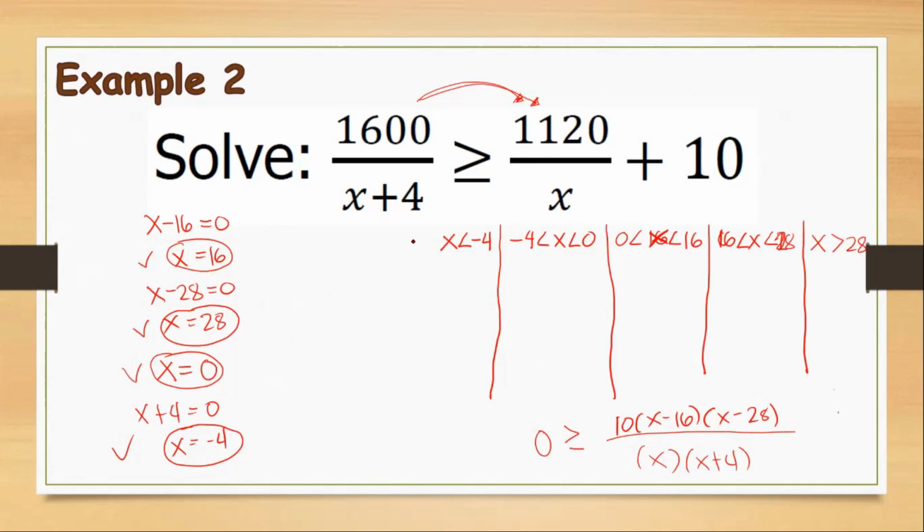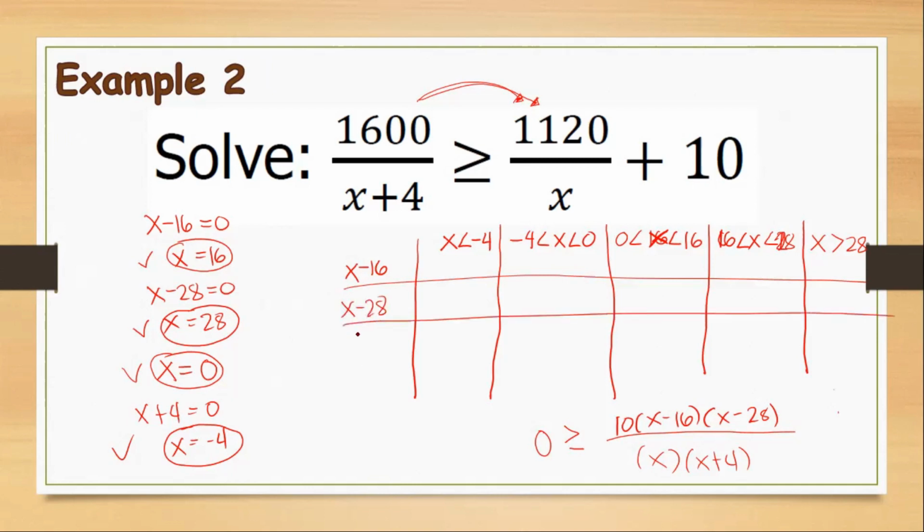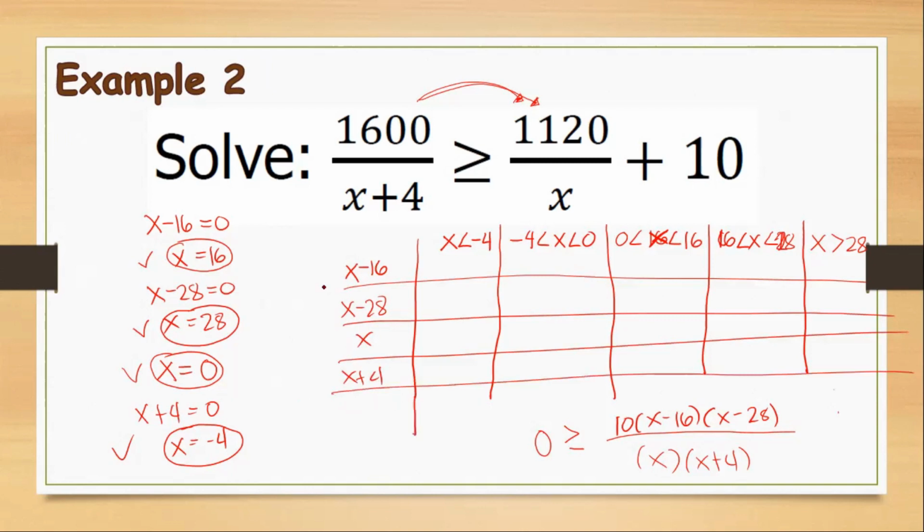Okay, let's try to check. If we have x minus 16, x minus 28, x, and x plus 4. Then let's find out the result. The result will be here when this one divided by this one. So let's try to solve.